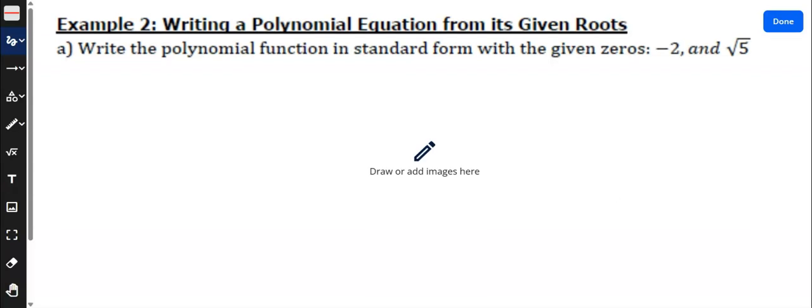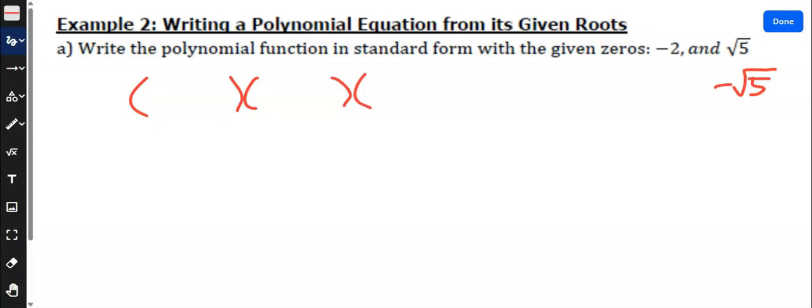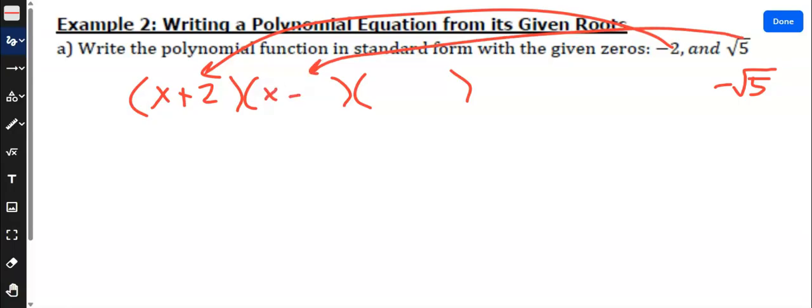So what if we have -2? Well, -2 doesn't have a radical, so it doesn't have any fancy conjugates. But radical 5, well, that's a radical, and so it's got a conjugate, cousin out there or brother that is also a solution. So we have 3 solutions, so we will have 3 factors. And obviously the -2 is going to create x plus 2. And then the radical 5 is going to be x minus radical 5. And then the last one is going to be x plus radical 5.